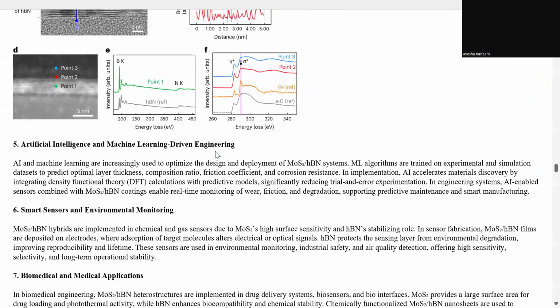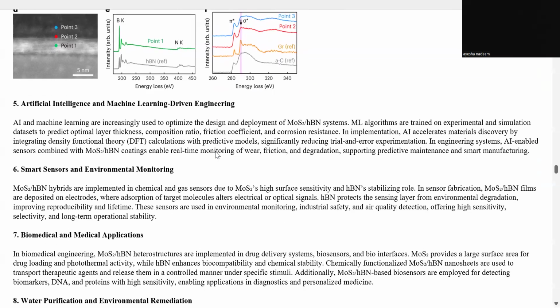And there are graphs between energy loss and intensity, and it shows the different peaks. The fifth application is in artificial intelligence and machine learning driven engineering. AI and machine learning are increasingly used to optimize the design and development of molybdenum disulfide and hexagonal boron nitride systems. Machine learning algorithms are trained on experimental and simulation data sets to predict optimal layer thickness and composition ratio, friction coefficient, and corrosion resistance.